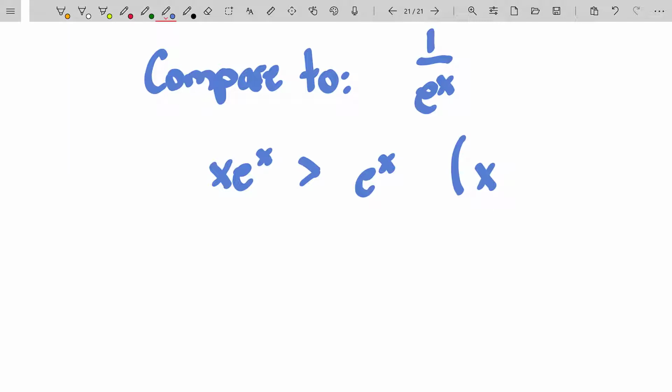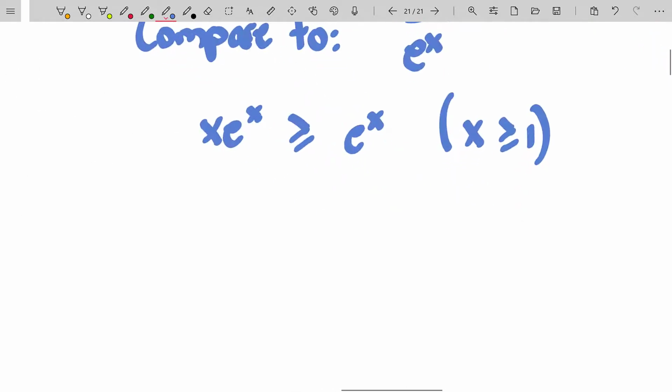Again, x is greater than or equal to 1. So you're basically throwing on a coefficient on e to the x that's greater than or equal to 1. So therefore, x e to the x is actually greater than or equal to e to the x. That being said, now I'm going to make the fractions by taking the reciprocal of both sides.